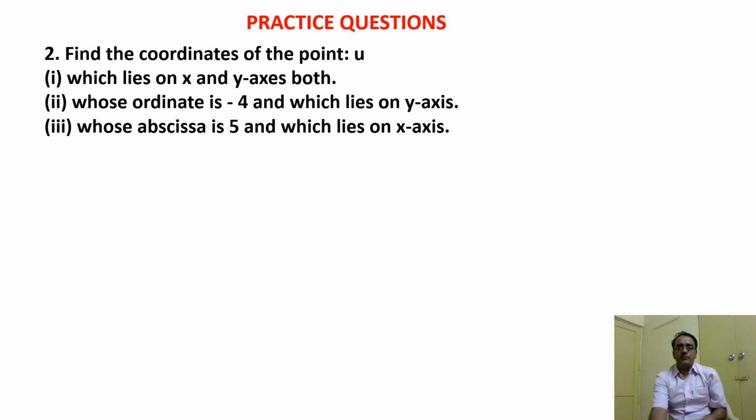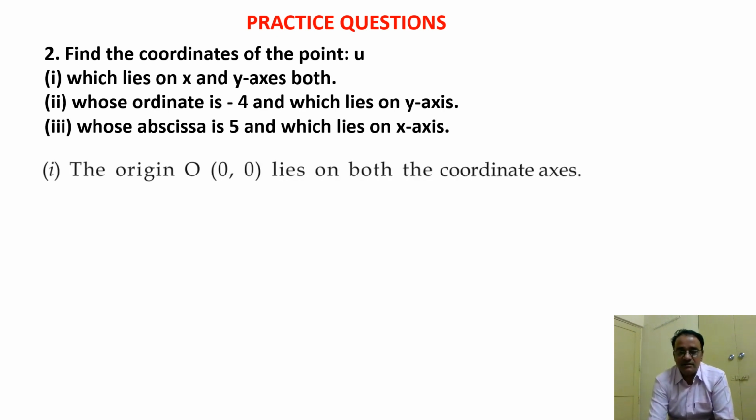Find the coordinates of the point. First, which lies on the x and y axis both. The common point of both is the origin, that is (0, 0). And the second, whose ordinate is -4 and which lies on the y-axis. A point on the y-axis has x coordinate 0, and the ordinate, that is the y coordinate, is given as -4. So its coordinate will be (0, -4).